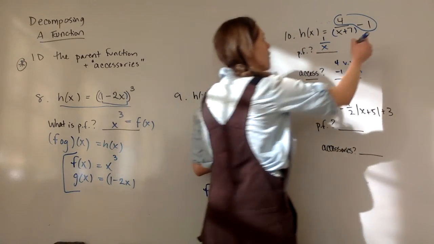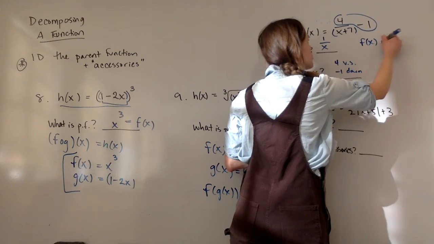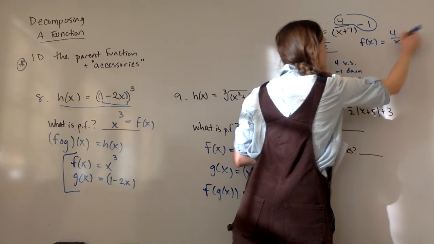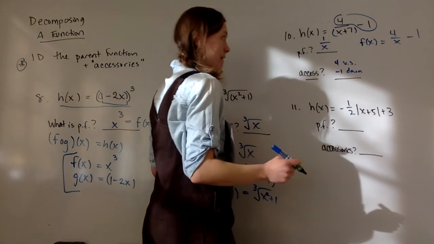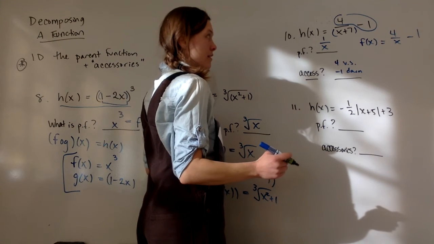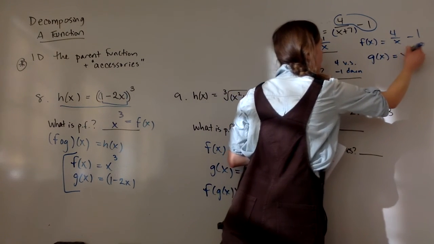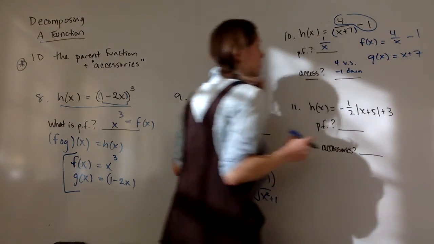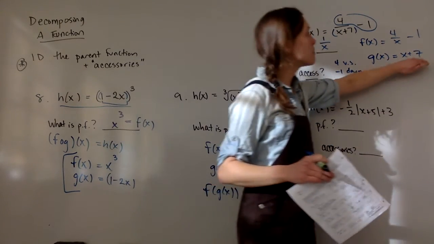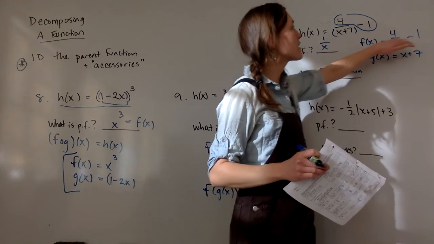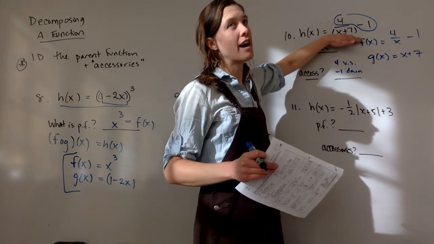So for this now, f of x is going to be equal to 4 over x minus 1. And g of x is going to be equal to x plus 7. So that when I plug in x plus 7 for x in my f of x function, I get back to g of x.